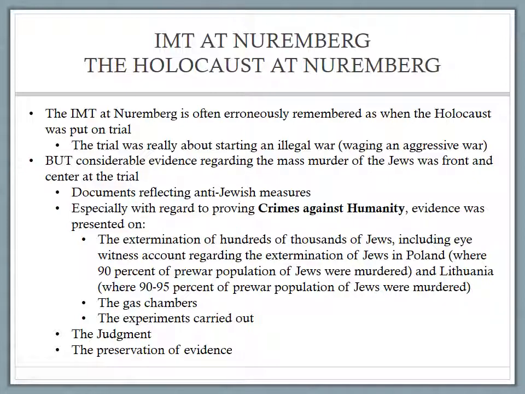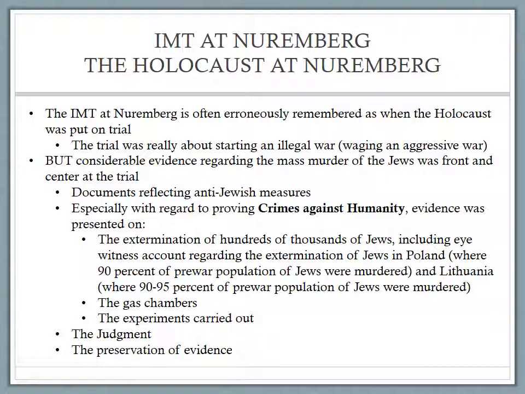The IMT is often erroneously thought of and remembered as this trial where the Holocaust was put on trial. But if you recall, the trial was really about starting an illegal war, which was the crime of waging an aggressive war. But there was considerable evidence regarding the mass murder of the Jews and others that was front and center at the trial. And as you saw in the documentary, and as we discussed, there were documents reflecting anti-Jewish measures, and especially with regard to proving the crime of crimes against humanity, evidence was presented about the extermination of hundreds of thousands of Jews.